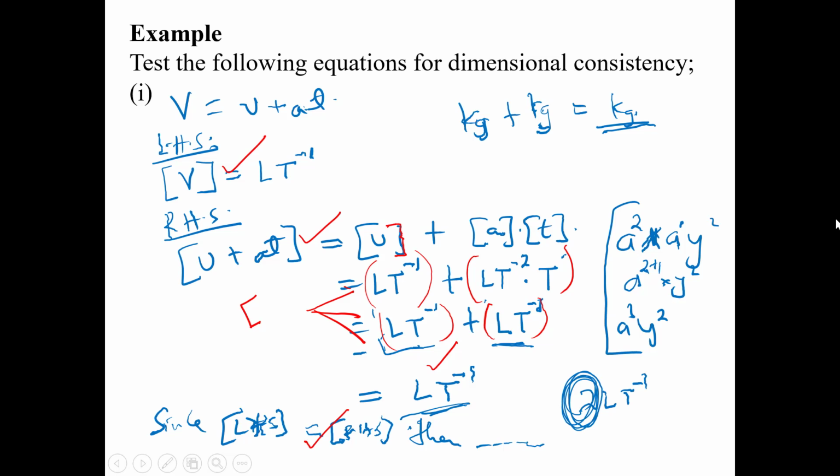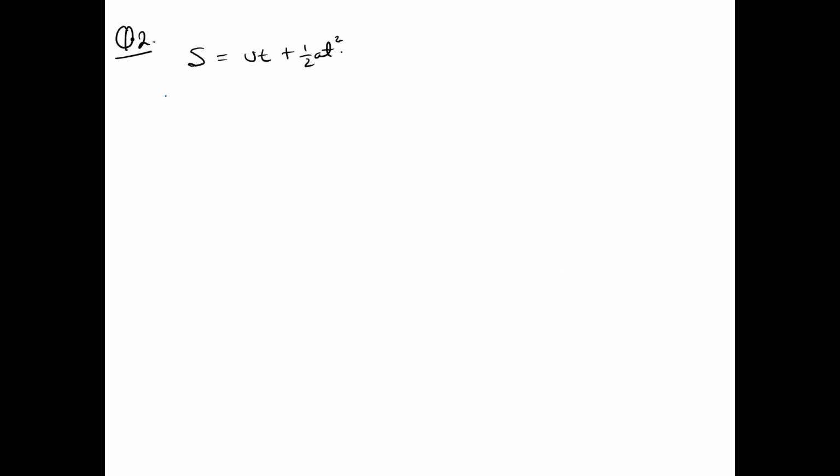Let's look at example number 2. So the question is still the same. Prove that the equation above is dimensionally consistent. So what we do again is that we simply separate this into the left-hand side, whereby you have the dimension of the S. They say that the letters take the usual meanings, where S is the displacement, u is the initial velocity, t is the time, a is the acceleration, t is the time as well.